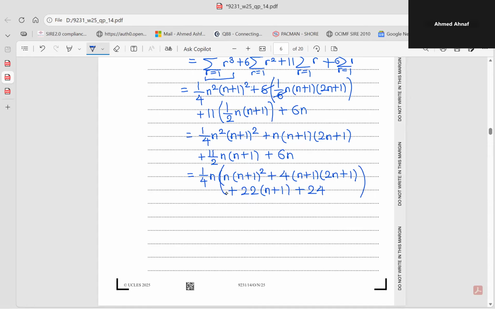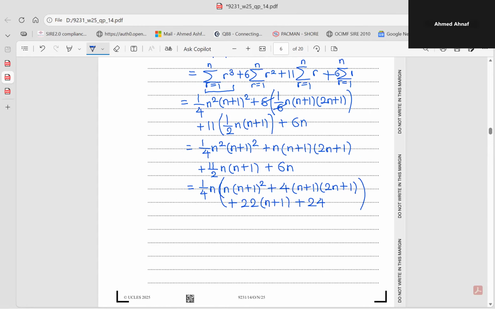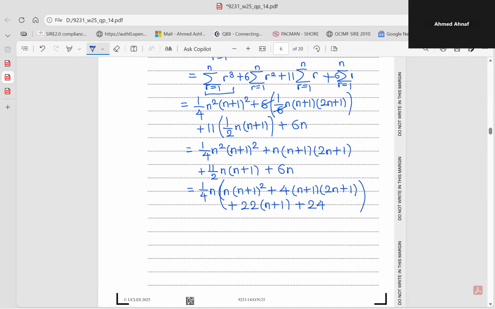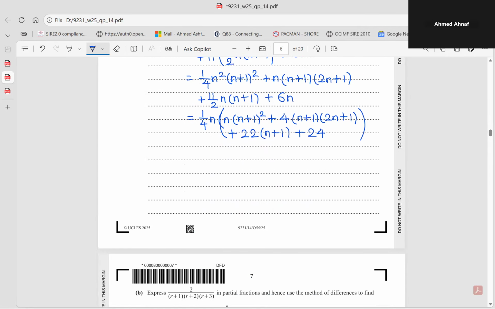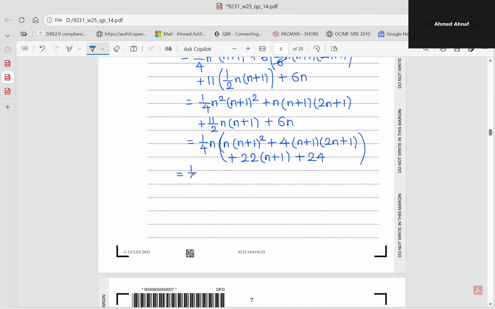Let me put a much bigger bracket. Now we're ready to expand everything in this huge bracket that I've created. Oh shoot, we don't have much space. Let me try to get this done quickly. Let's expand this first. You can just use the a plus b squared expression. a is n, so a squared is n squared, 2ab is 2n, then b squared is 1, plus 4.